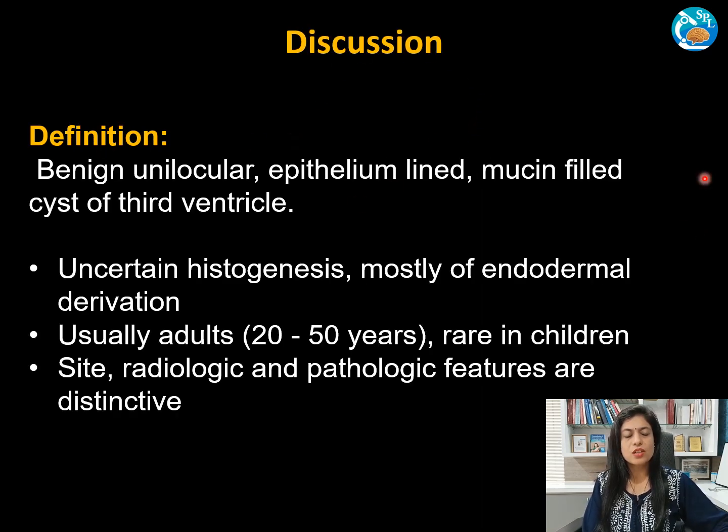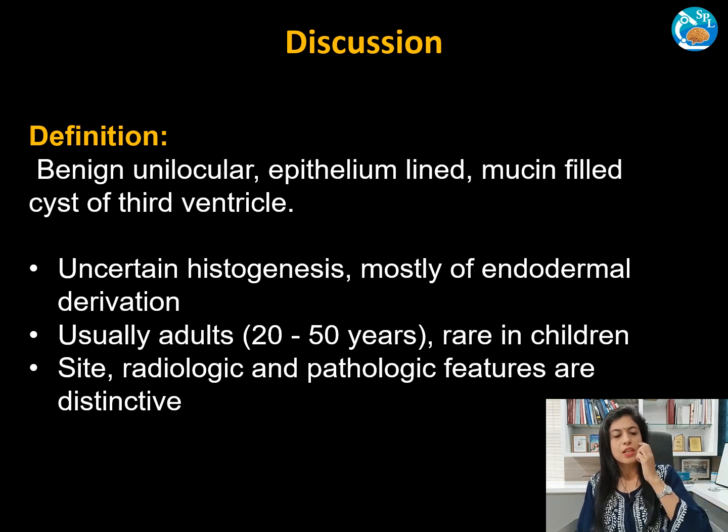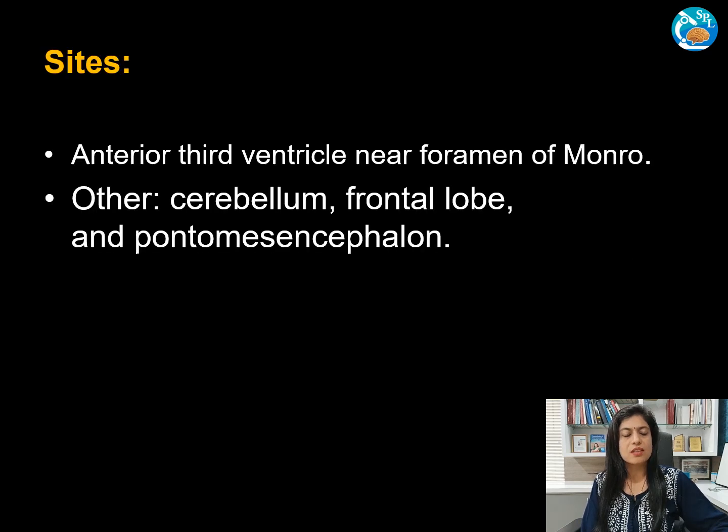Coming to discussion, colloid cysts are benign unilocular epithelial lined cysts and the lumen contains mucinous material. The histogenesis is uncertain, mostly of endodermal derivation. These are usually found in adults in the age group of 20 to 50 years and are rarely found in children. The site, radiologic and pathologic features are very distinctive.